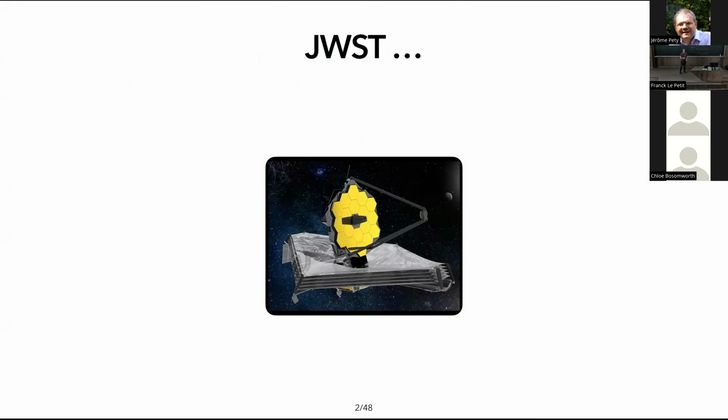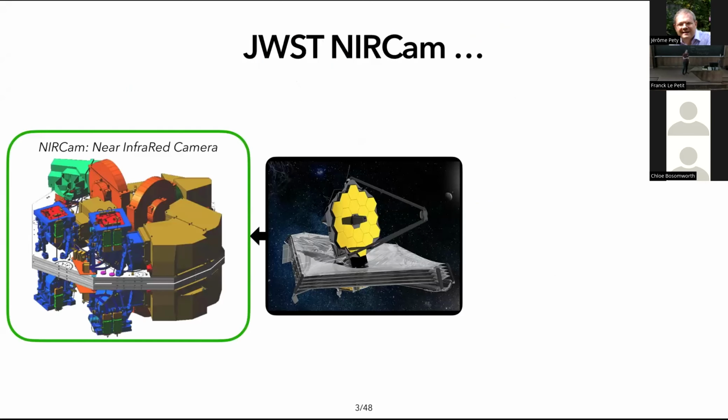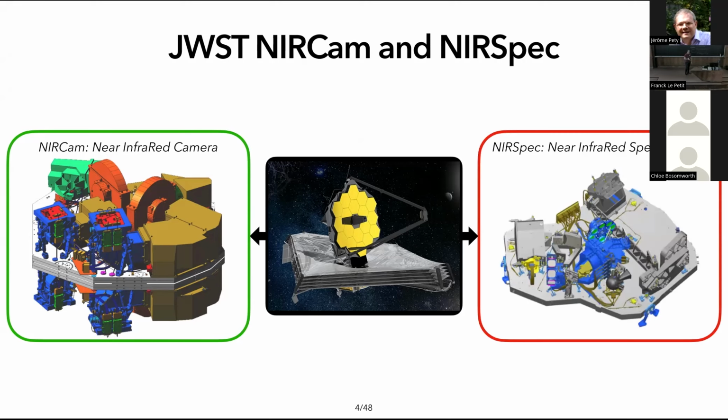You might know the James Webb Space Telescope, of course. On board this telescope, there are multiple instruments, including NIRCam, the near-infrared camera that provides us with high spatial resolution images on a few filters. And then NIRSpec, the near-infrared spectrograph that gives us images on thousands of wavelengths, but with a 3 times lower spatial resolution.